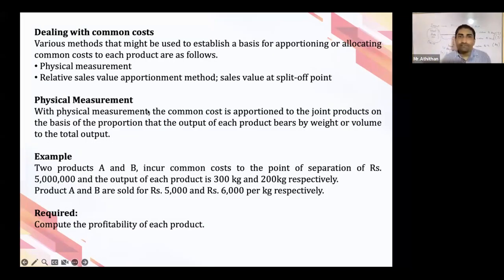Right? Dealing with common cost, various methods that might be used to establish a basis for apportioning or allocating common cost to each product as follows, right? Common cost ன்றது இருக்கும். அந்த common cost எப்படி நாங்க allocate பண்றதுன்றது, how to allocate the common cost for separate products, two different methods: physical measurement as well as relative sales or sales value split off point, right? Physical measurement, that first method. With physical measurement, the common cost is apportioned to the joint products on the basis of proportion that the output of each product bears by weight or volume of the total output.